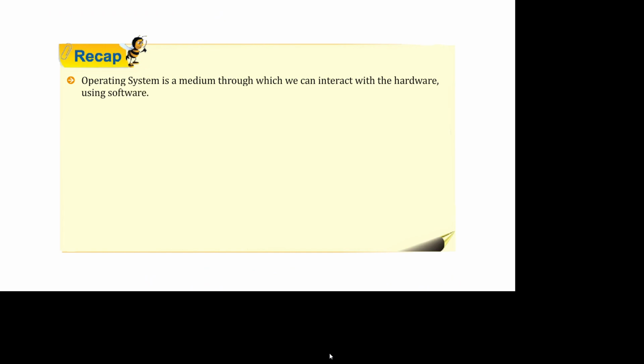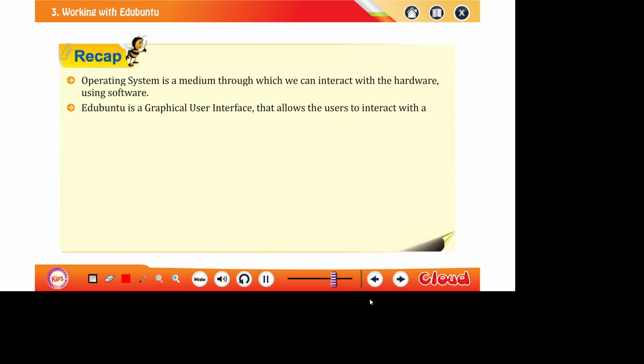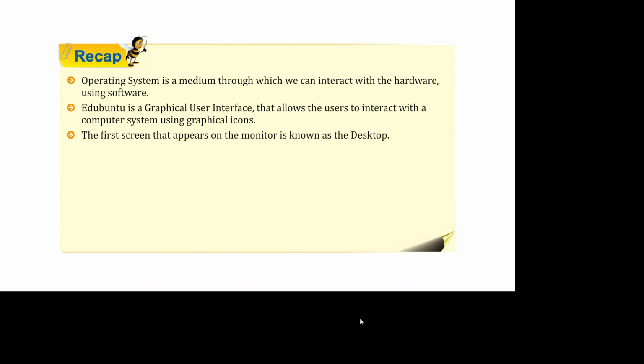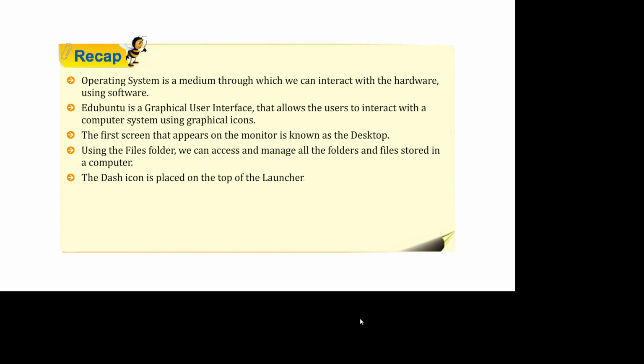Okay, students, let us take a recap of this chapter. Operating system is a medium through which we can interact with the hardware using software. Ubuntu is a graphical user interface that allows the users to interact with the computer system using graphical icons. The first screen that appears on the monitor is known as the desktop. Using the Files folder, we can access and manage all the folders and files stored in a computer. The dash icon is placed on the top of the launcher. Clicking on it will display a new window towards its right, known as dash window.